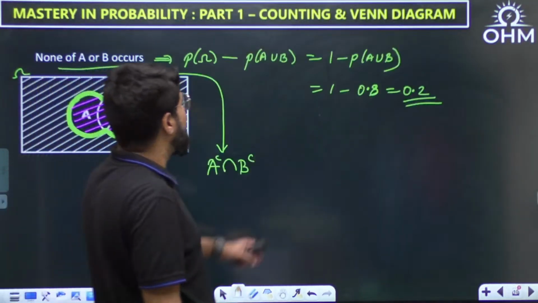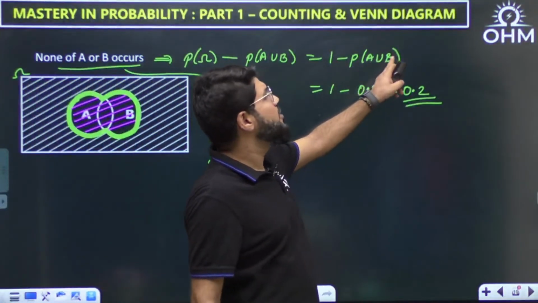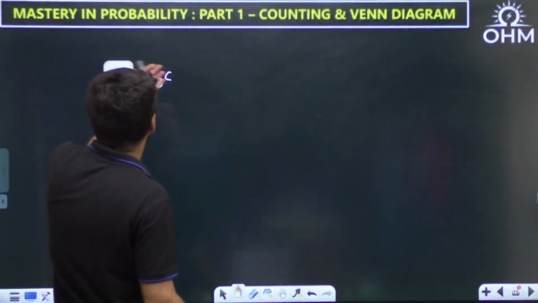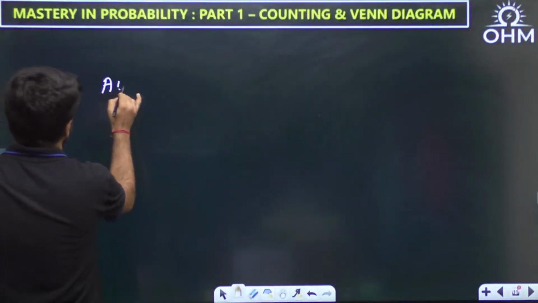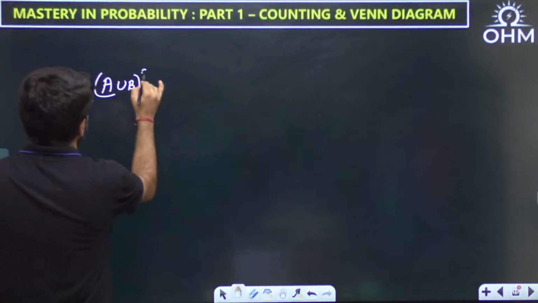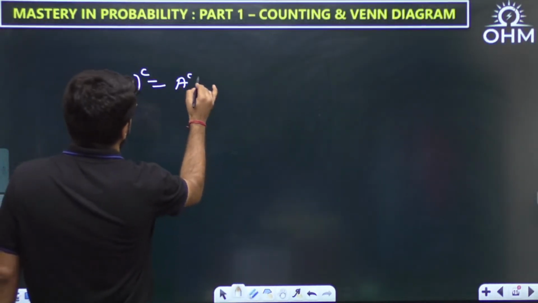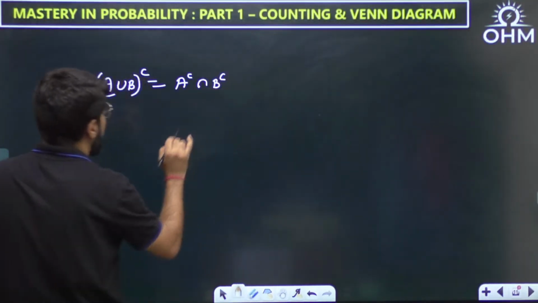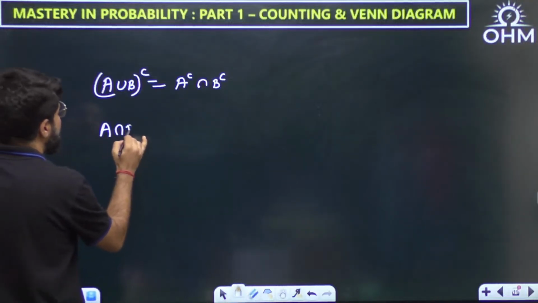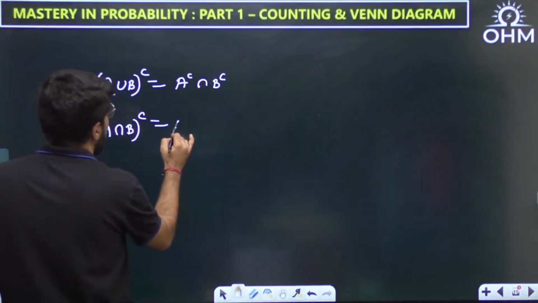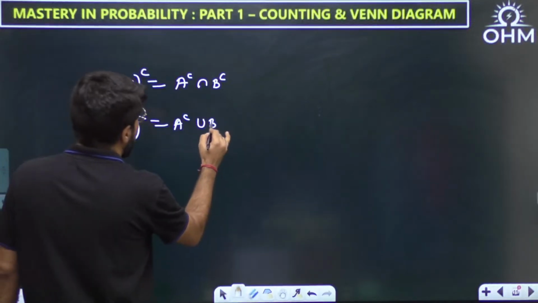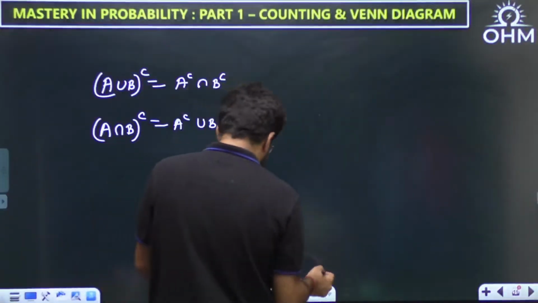Okay, and what is the formula? It has turned out to be 1 minus P of A union B. Actually, if I write it in the set form, first of all, A union B whole complement will be A complement intersection B complement, and similarly A intersection B whole complement will be known as A complement union B complement.